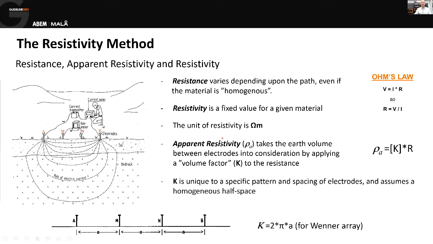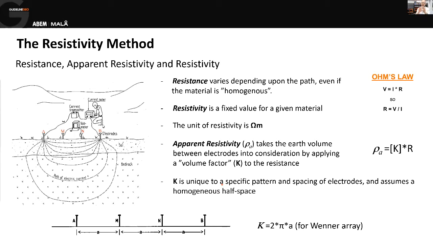The way that we get to apparent resistivity is we take the measured resistance, which is just taking the voltage that our instrument records and dividing it by the current that was flowing. That gives us a resistance value. We then multiply that by what's called a geometric factor, given the letter K. So the K factor, or geometric factor, works out how big a volume the current has flowed through, and that allows us to convert to apparent resistivity. And so it's a way of normalizing our measurements.